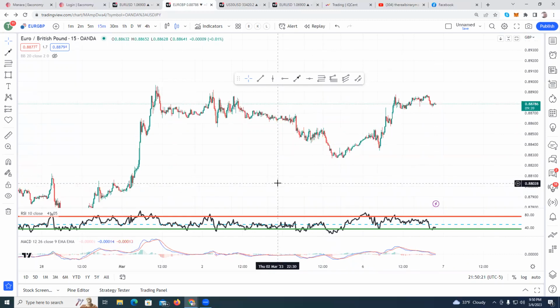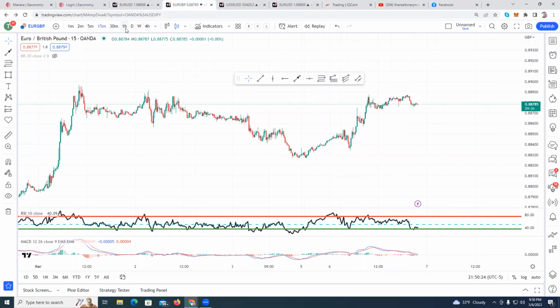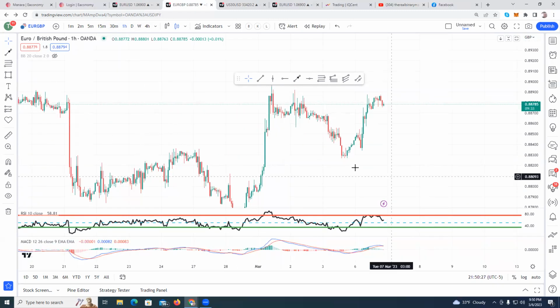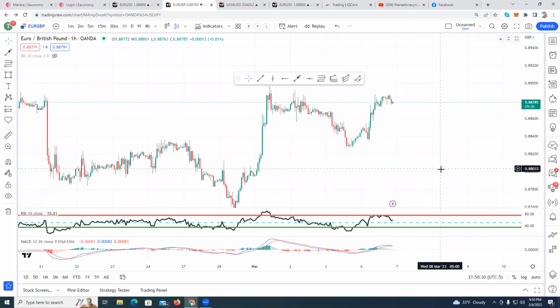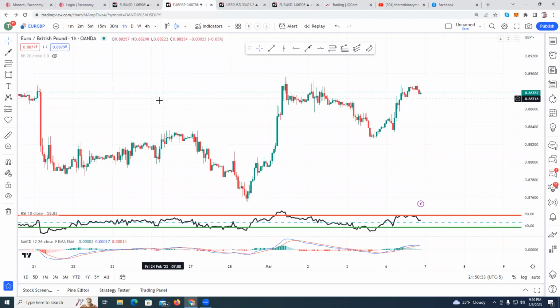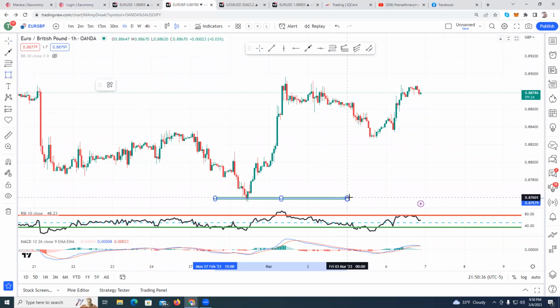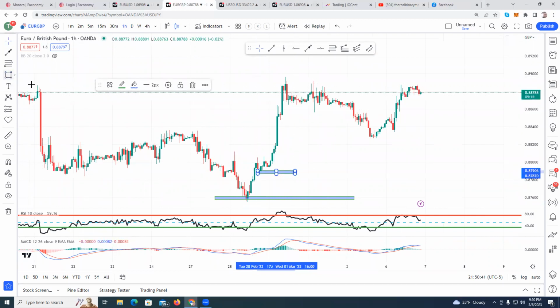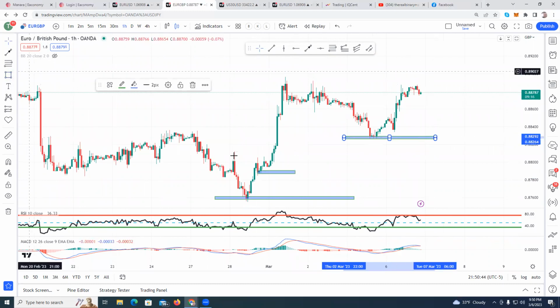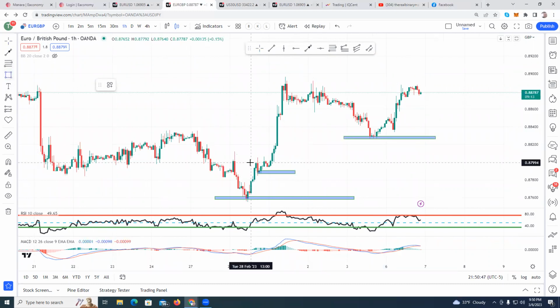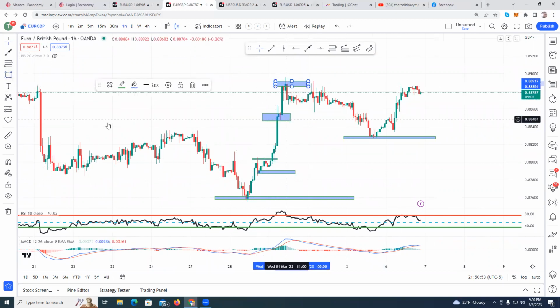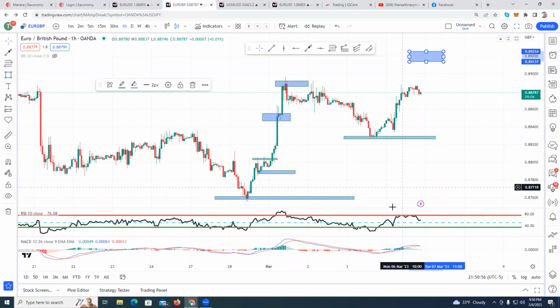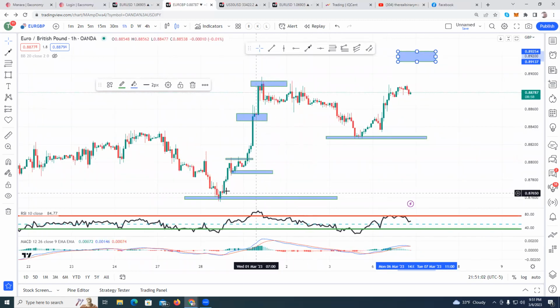So for example, Euro GBP here, let's go to an hour time frame. We're just going to deal with the information that we have in front of us. Okay, we have our low here. It looks like we start creating some higher lows. Started creating some higher highs here. We have yet to create a higher high here. But overall, we can see that we are in an uptrend.